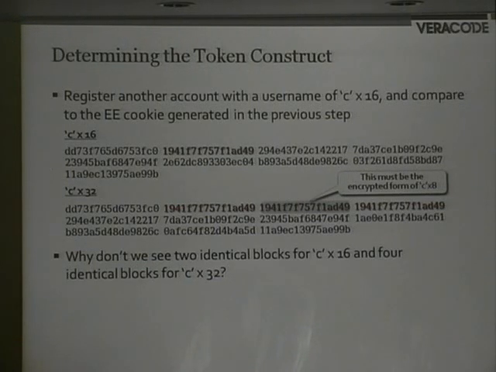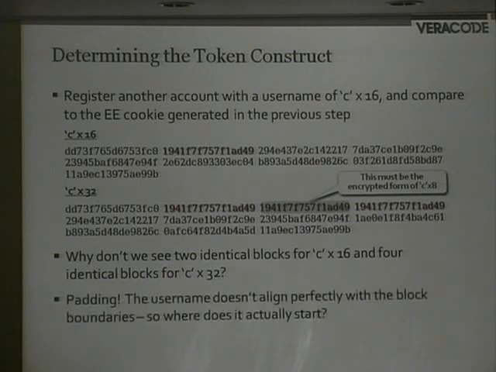So you think about that for a little bit, and what you eventually realize is that there's some padding. Maybe the username doesn't start right on a block boundary. It starts somewhere in the middle of a block. So you don't have 4 exact blocks of all Cs. You have one that has some Cs at the end of it, and then you have one that has some Cs at the beginning of it. So we have to figure out what the padding is and actually where the username is stored in the cookie.